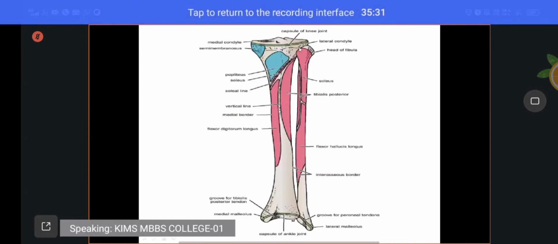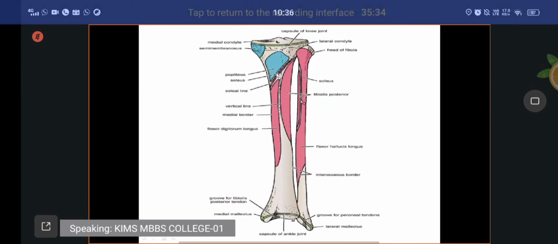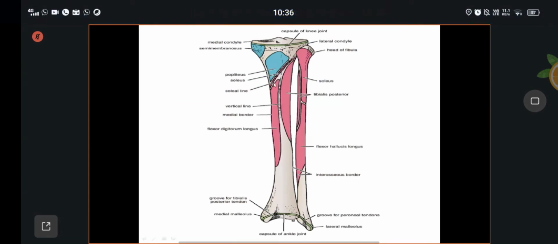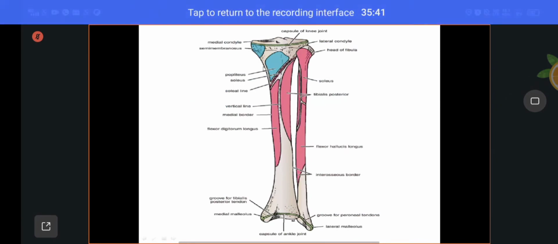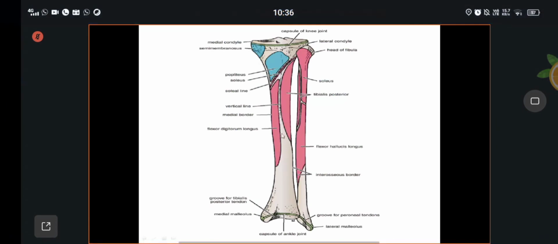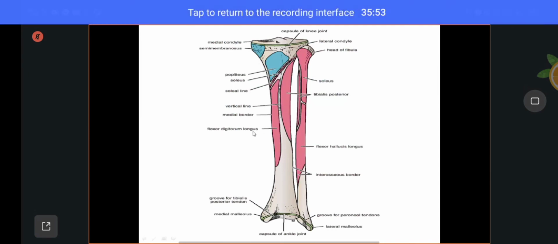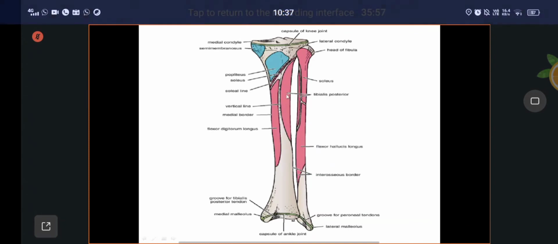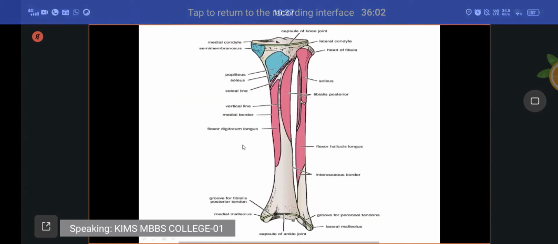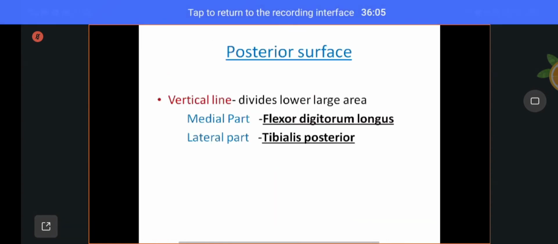These are the muscles of the back of the leg. For the time being, remember the names of these muscles. In this picture, this is the back of the tibia. This pink oblique line is the soleal line, the origin of the soleus muscle. The upper smaller triangular area receives the insertion of the popliteus muscle. The lower larger area is divided by the vertical line: the medial part for flexor digitorum longus origin, and the lateral part for tibialis posterior.